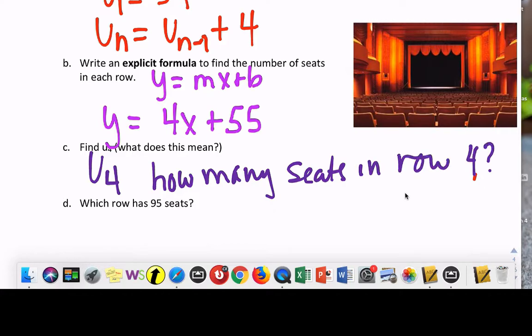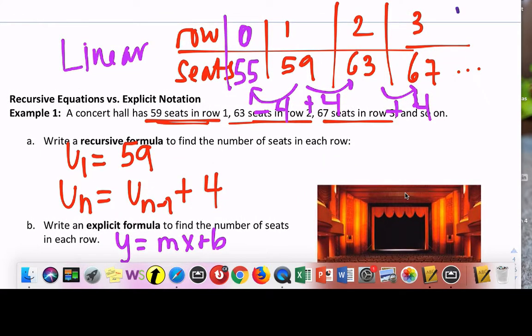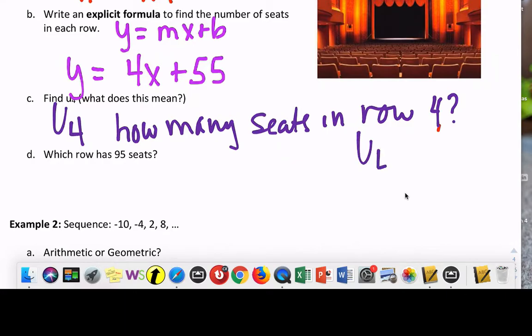And there's a few ways to solve this. We could just look here in our table, add row 4 here, and add 4. So we have 67 plus 4 would be 71 seats. So we could say, all right, U sub 4 equals 71.